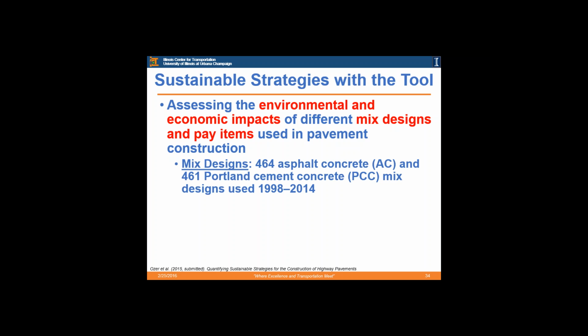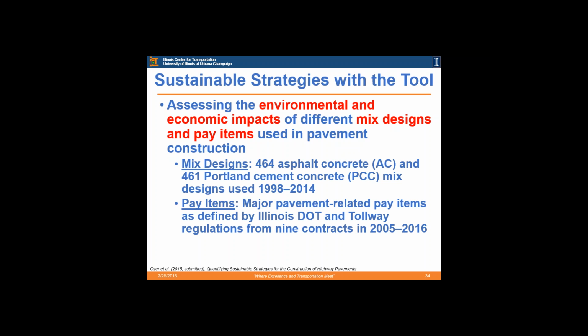So for the mix designs, we had approximately 500 each, or 450, 460 of asphalt concrete and Portland cement concrete mixes. And these were used by the tollway from 1998 to 2014. And then we looked at pay items that were from pavement-related projects, 9 major projects from 2005 to 2016 by the tollway. And the environmental impacts that I'll be presenting are specifically greenhouse gases and energy consumption.